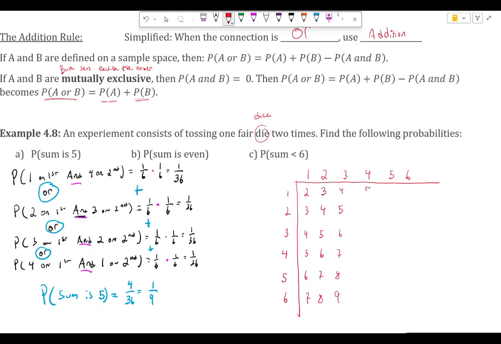A 1 and a 4 would be a 5. A 2 and a 4 is a 6, 7, 8, 9, 10. A 5 and 1 is a 6, a 7, 8, 9, 10, 11. And then we have 7, 8, 9, 10, 11, and 12. So our first probability, part A, would be a sum of 5. We would just look for all of the 5s. And that's where we got the 4 out of 36 from.